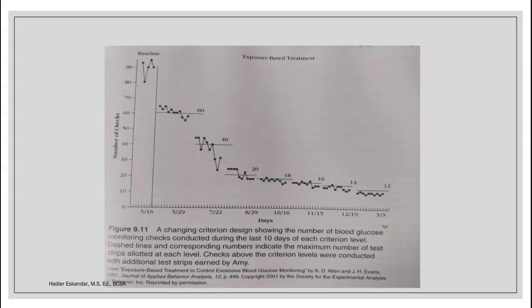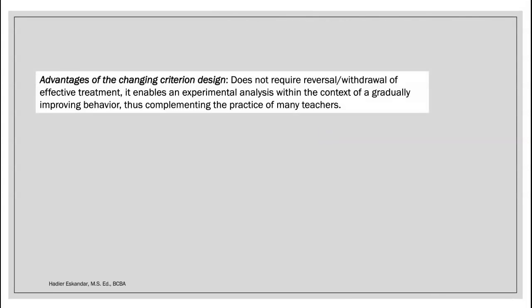Okay, so they were successful in reducing her behaviors. So I just want to say that the changing criterion design has advantages and limitations. The advantage is that it does not require reversal or withdrawal, so you really cannot go back because you're just trying to improve the behavior to different, higher levels.